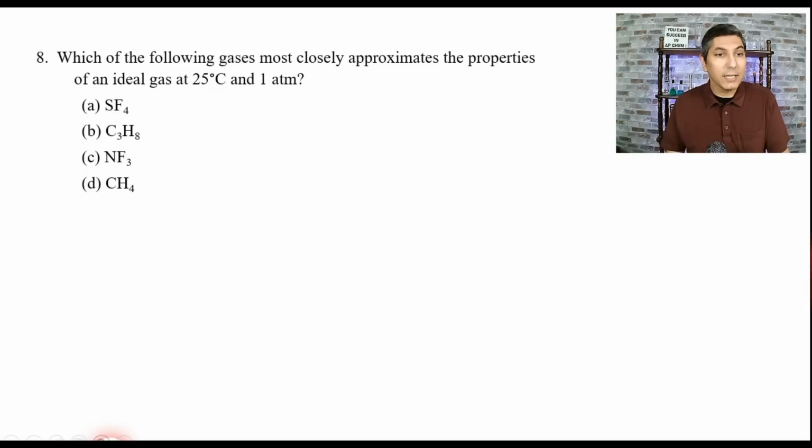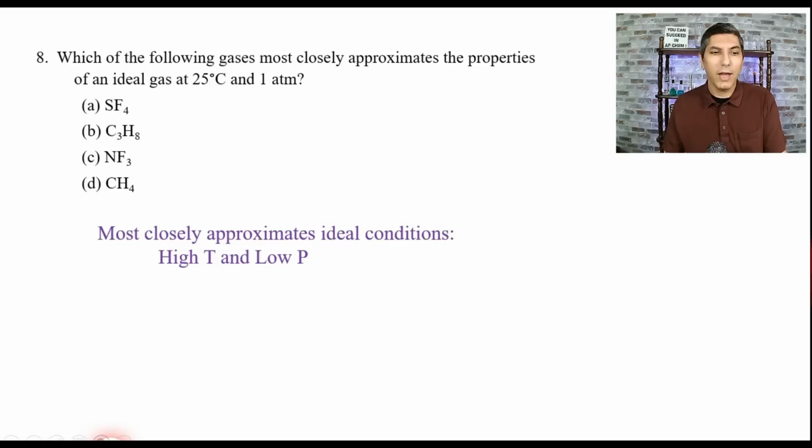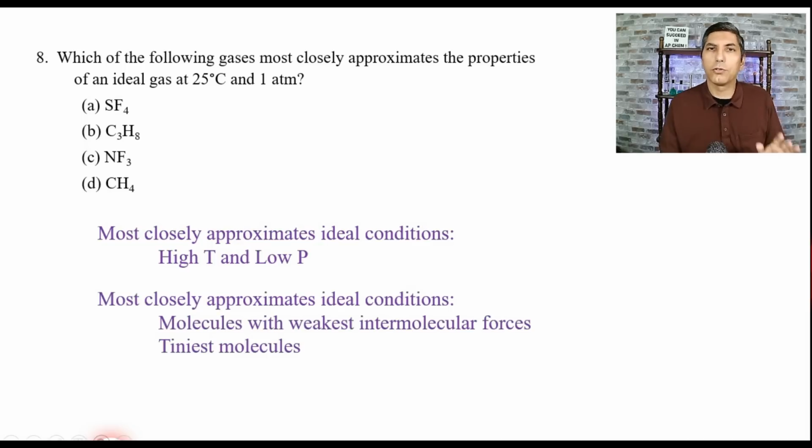Moving on to question 8, it says, which of the following gases most closely approximates the properties of an ideal gas at 25 degrees Celsius and 1 atmosphere? Well, when we talk about gases that most closely approximate ideal conditions, we know that gases tend to most closely approximate ideal conditions at higher temperatures and lower pressures. Well, it says all 4 of these gases are at the same temperature and pressure, so that's not going to help us here.